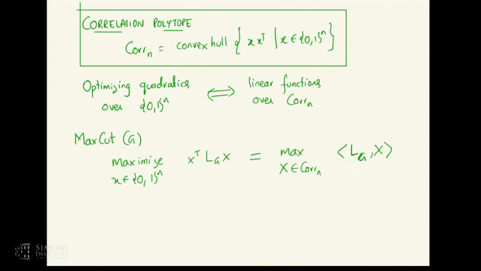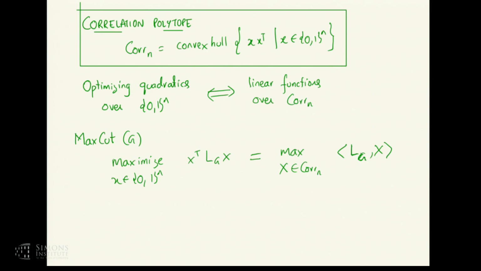As an example, we'll restrict our attention to the correlation polytope. So what's the correlation polytope? It's the convex hull of XX transpose, where X is a Boolean vector. Why is this polytope interesting? The reason it's very useful is that if you want to optimize any quadratic function over the Boolean hypercube, that's the same as optimizing a linear function over the correlation polytope. And a lot of combinatorial optimization problems can be posed as optimizing a quadratic function over the hypercube.